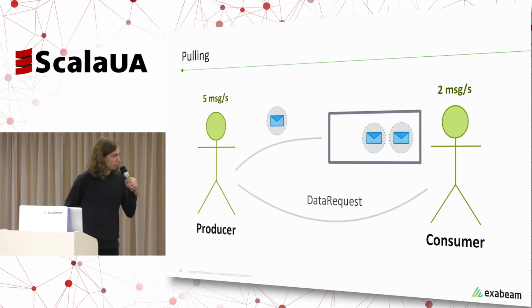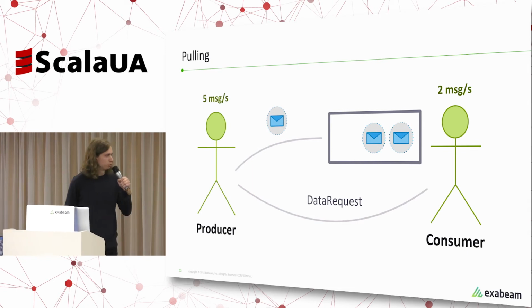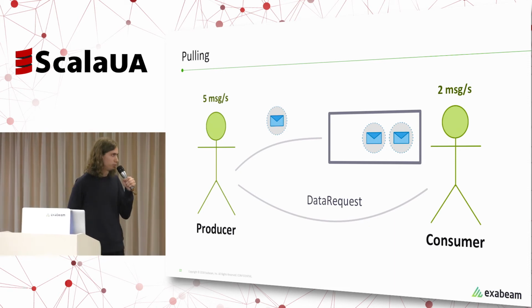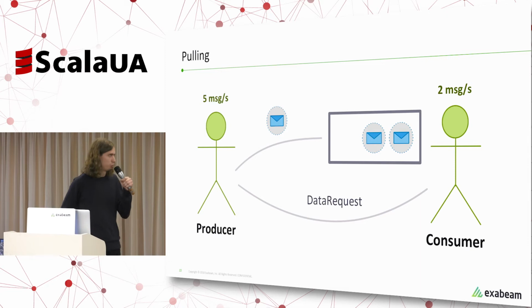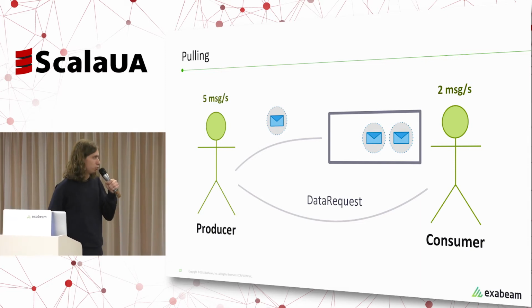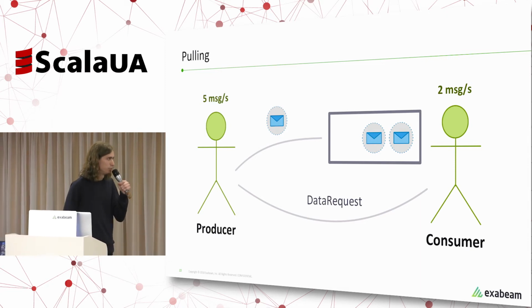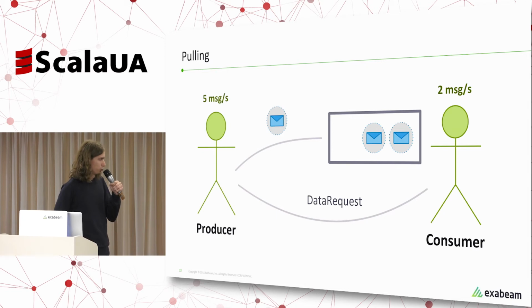Well, now let's make the consumer ask for more data when it's ready. So this approach looks better, but what if we have a slow producer and a fast consumer? What should the producer do with a data request if it has no data to send?